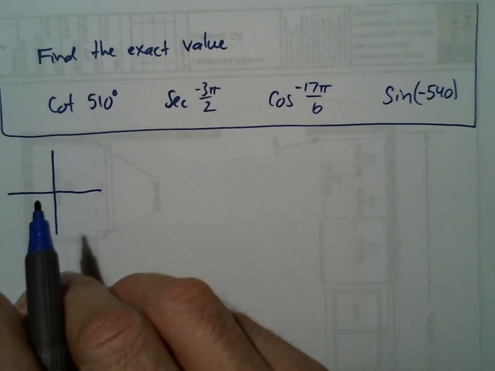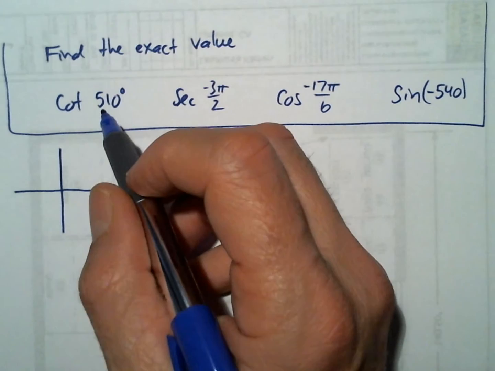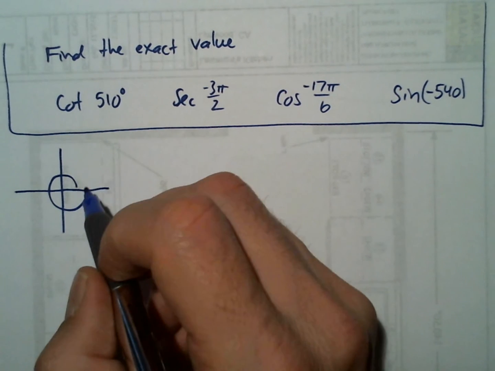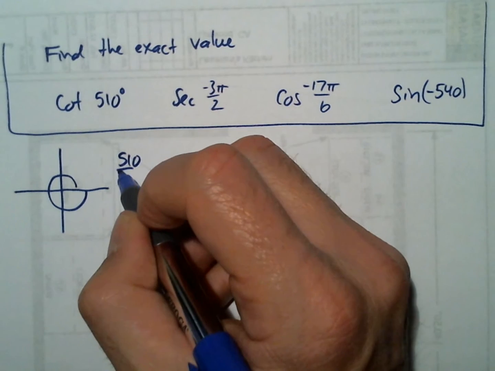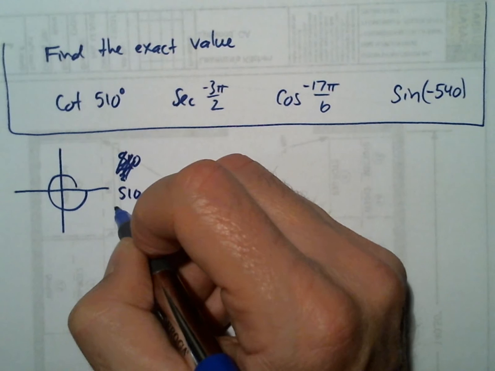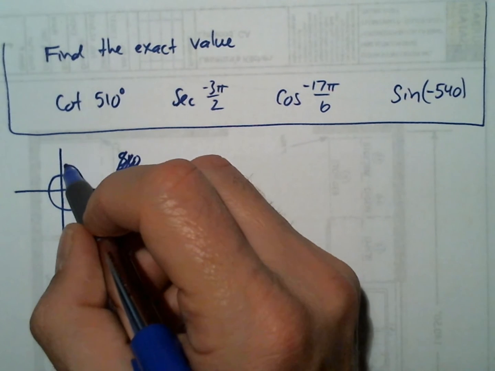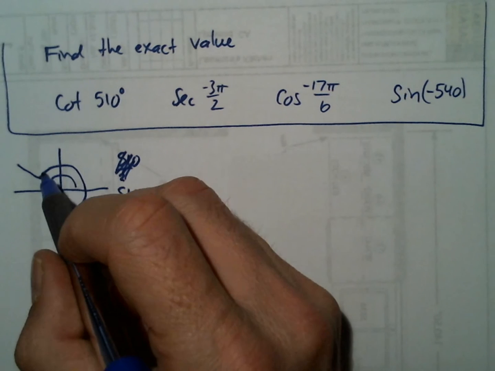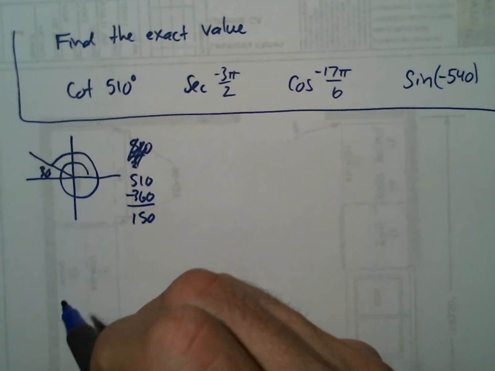510 degrees, and we can just start going around the circle. We know that's 360, and how much is left after we go 360 to get to 510? We could see what's left. We get 150, so we know that we're going all the way over there. That's a 150, so we know that's a 30. The reference angle is a 30.